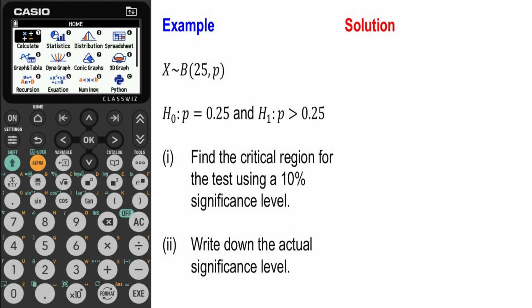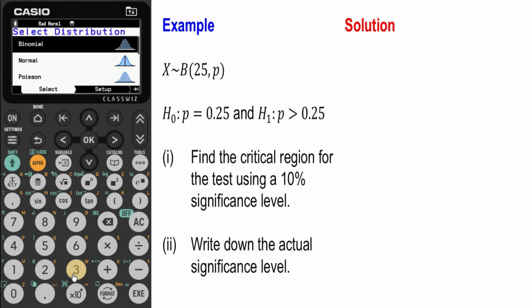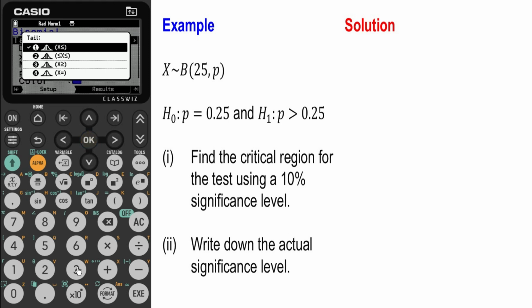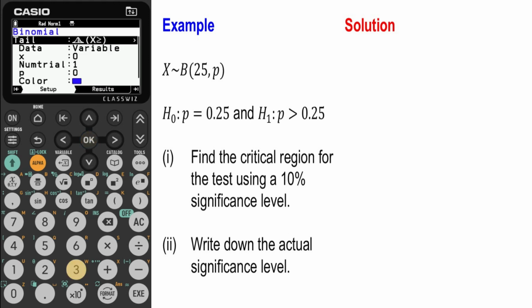Let us go to the distribution application. We have a binomial distribution. Now, because we have p being greater than 0.25, let's change the tail to the third option where we have x is greater than or equal to. We will leave x as 0 for now. Num trial, that is 25. P, that is 0.25.